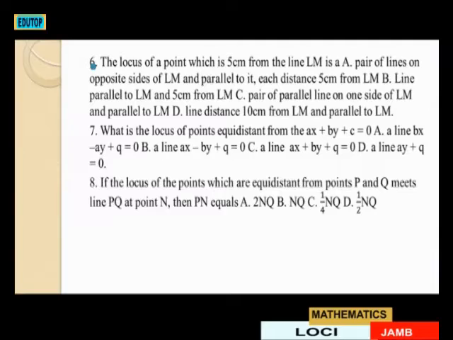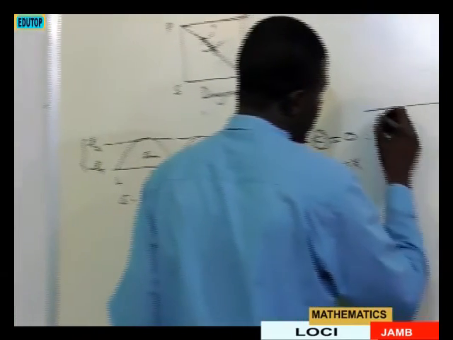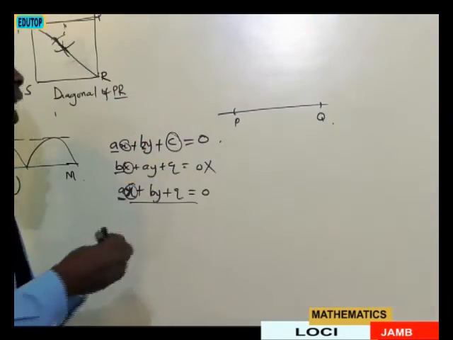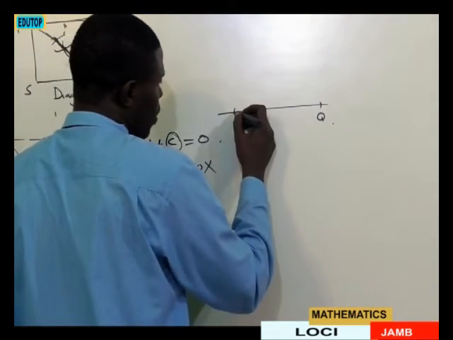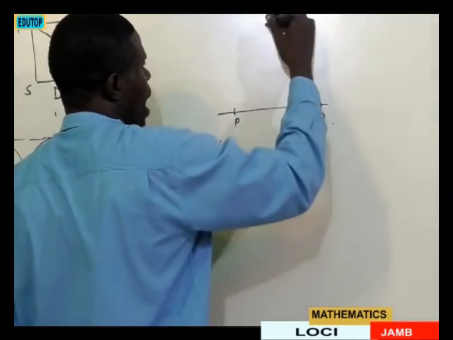Then number 8. If the locus of the points which are equidistant from points P and Q meets line PQ at point N, then PN equals, look at that question. We have to follow this question gradually. If the locus of the points are equidistant from P and Q, that means we have two fixed points. We have a line, we mark this P, and here Q. Equidistant here means that at this point we have marked, we stretch it and mark a point. Then we come here again, we stretch it and mark a point.